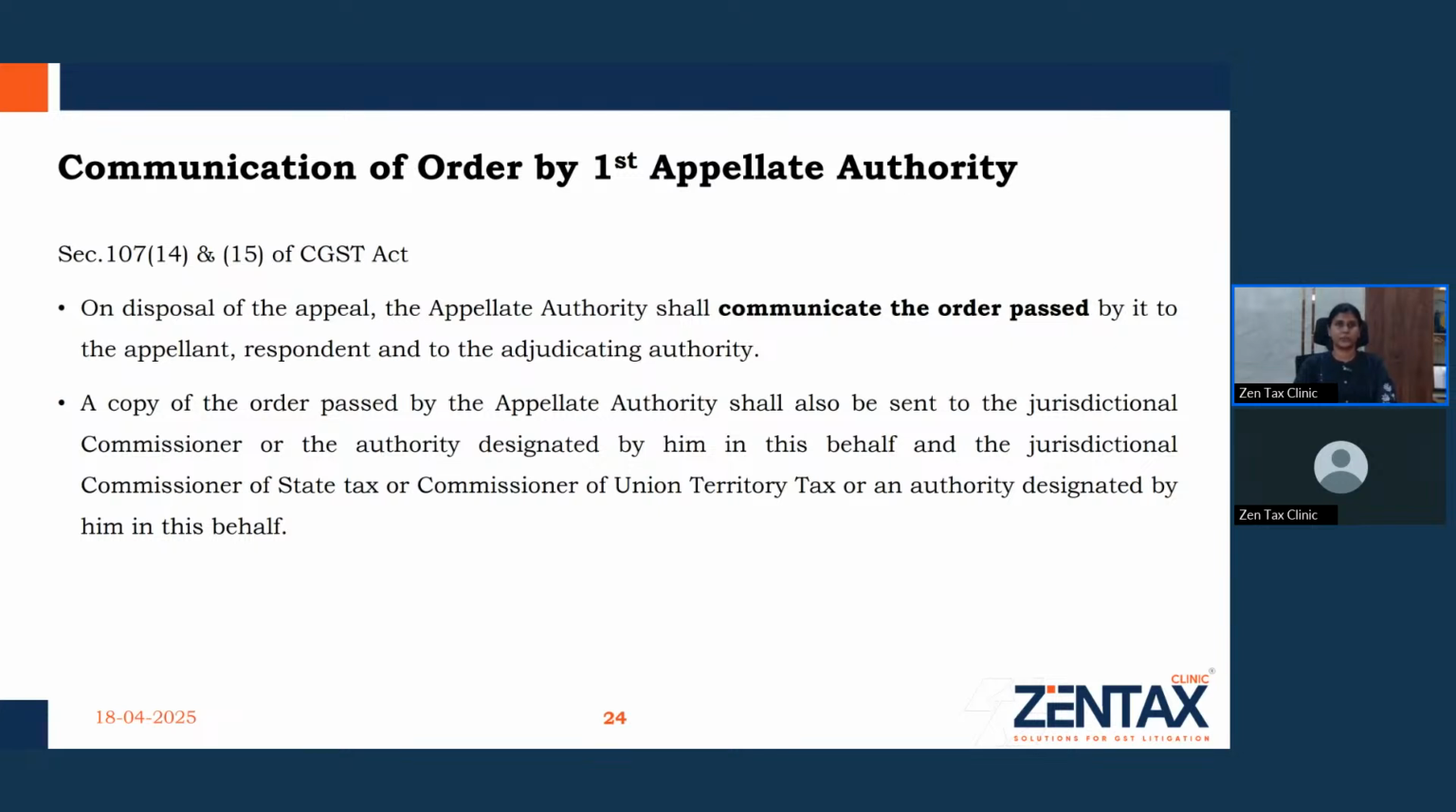Communication of order by first appellate authority. In case the appellate authority is disposing of the appeal, such appellate authority shall communicate the order passed by it to the appellant, respondent, and to the adjudicating authority. The copy of such order passed by the appellate authority shall be sent to the jurisdictional commissioner or the authority designated by him in this behalf, and the jurisdictional commissioner of state tax or commissioner of union territory tax or an authority designated by him in this behalf. So the copy of the order should be communicated to all the mentioned persons and also to the appellant.